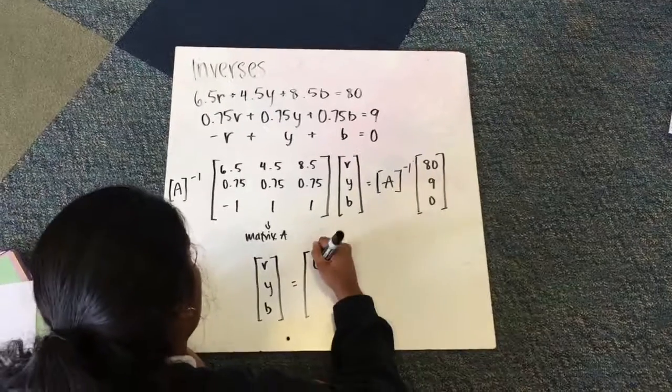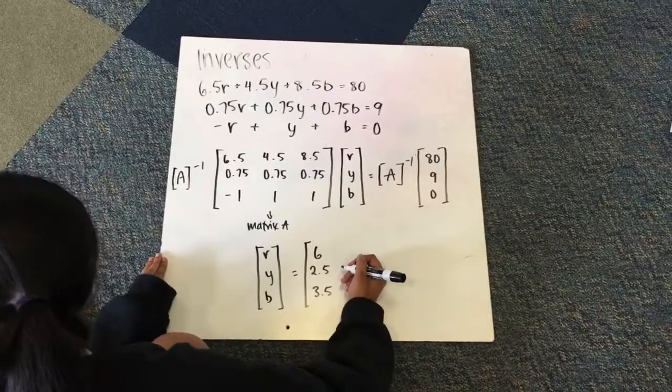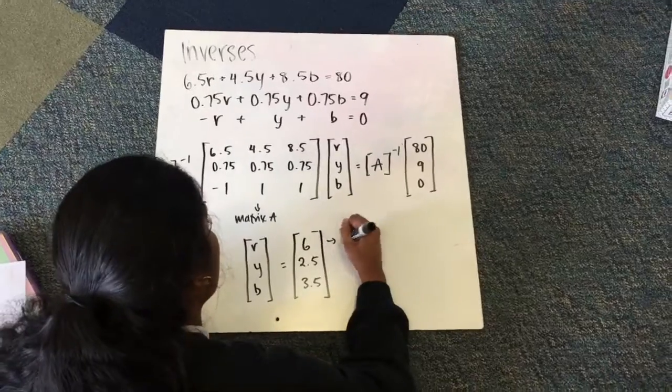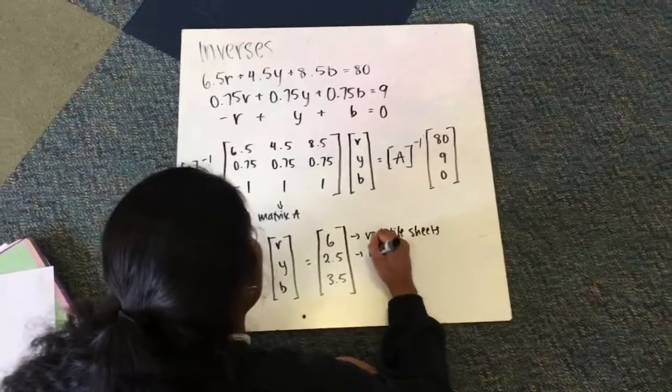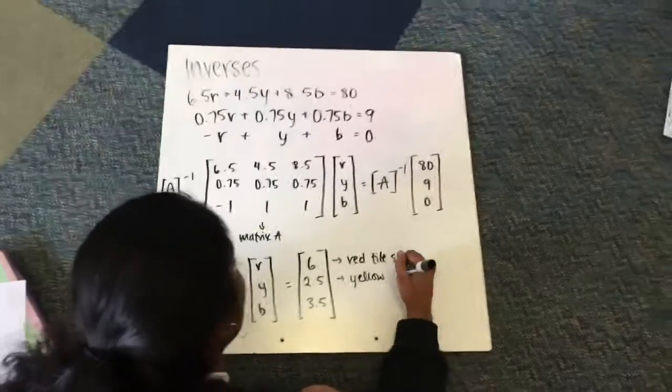The inverse and matrix A cancel out, and the answer matrix and the inverse multiply to equal 6, 2.5, and 3.5. This means that you have 6 red sheets, 2.5 yellow sheets, and 3.5 blue sheets.